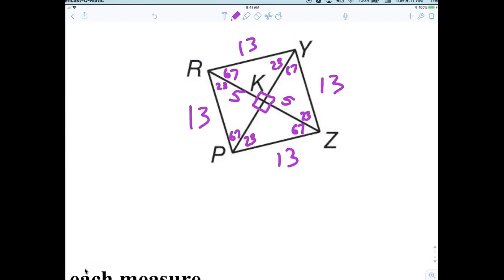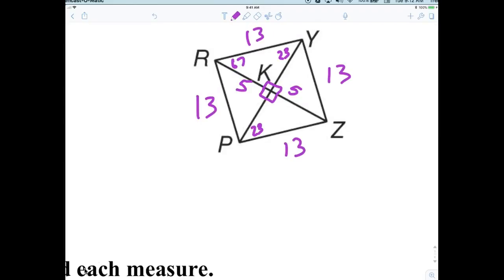Actually, I made a mistake on that. That's not correct. You're right, I did make a mistake. Very good, thank you. The diagonals bisect each other. So let me fix this. That was 23, and that made this guy 67. Thank you very much. This over here is going to be 67, this here is going to be 23. This here is going to be 67, 67, 23, and 23.